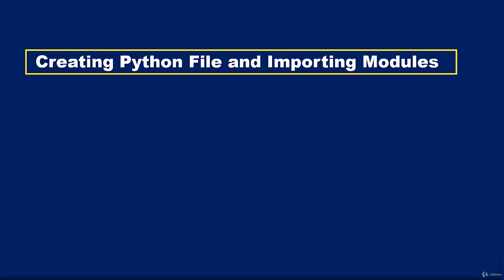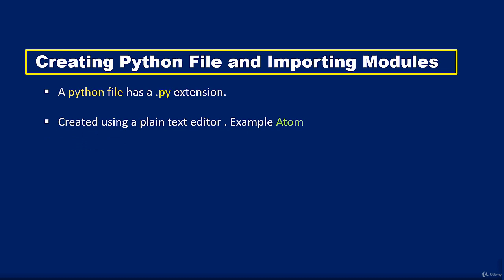In this video, we are going to be creating a Python file, and we will also import some modules into that Python file. A Python file is basically a file that has a .py file extension, and usually you can create a Python file by using any plain text editor. An example is Atom. There are many others, but in this video I'm going to be using the text editor called Atom to create a Python file.